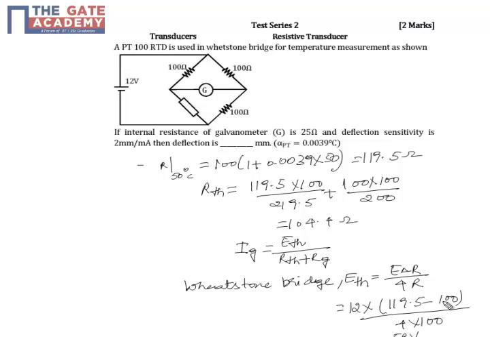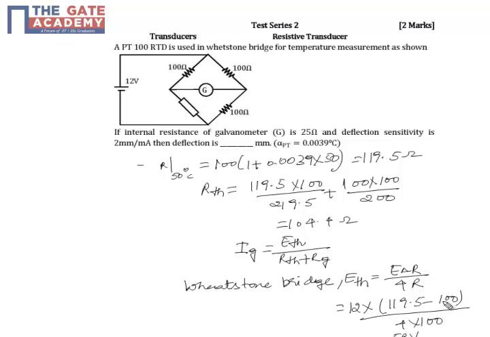So here an RTD is connected in a Wheatstone bridge as shown below. The internal resistance of the galvanometer is 25 ohms and the deflection sensitivity is 2 mm per milliampere. So if 1 milliampere current flows, the deflection will be 2 mm. What is the deflection when the temperature of the RTD is 50 degrees centigrade?